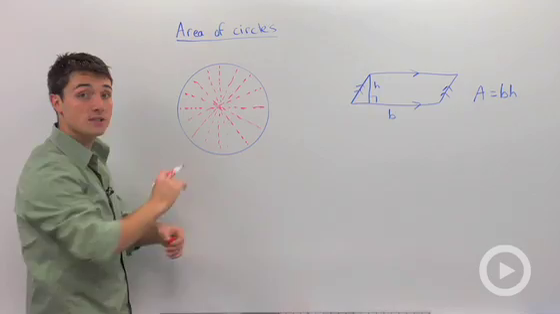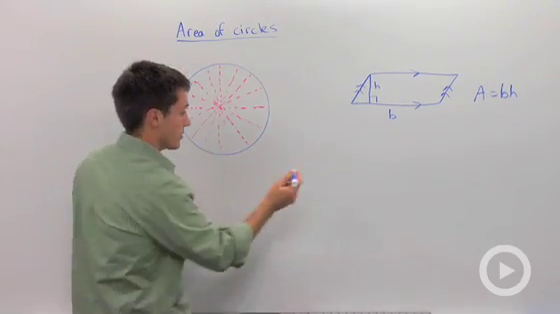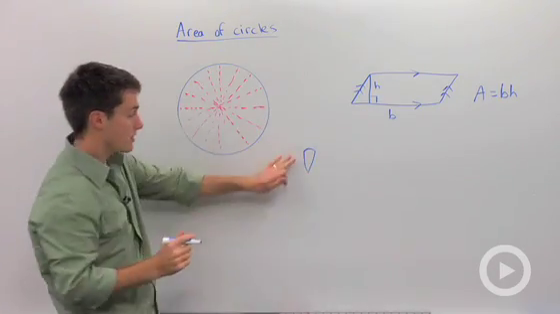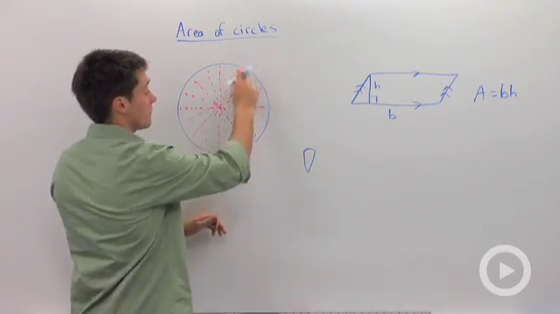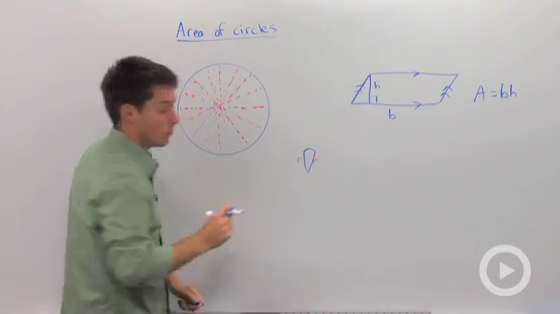So if I could cut out all these pieces and rearrange them, let's say we just looked at one of these pieces. You're going to have the little curvature on the outside from the circle, and then both of these are going to be a radius.